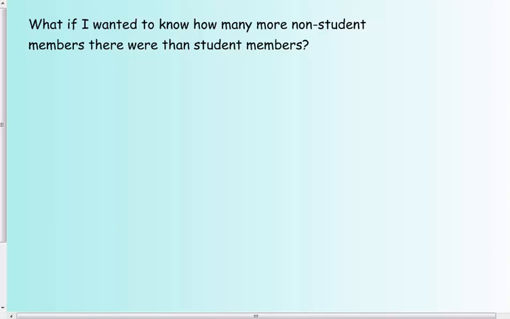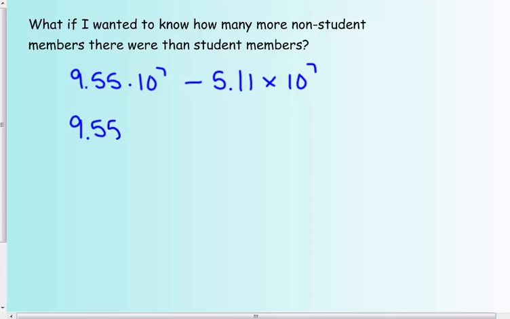Well, what if I wanted to know how many more non-student members there were than student members? Okay, so we had non-student members was the 9.5500 times 10 to the 7th, and student members was the 5.1100 times 10 to the 7th. So now instead of totaling, adding them, I'm going to subtract them. So same steps. Factor out the common power of 10 to the 7th and put my subtraction in parentheses. So I'm regrouping this and factoring out the times 10 to the 7th.